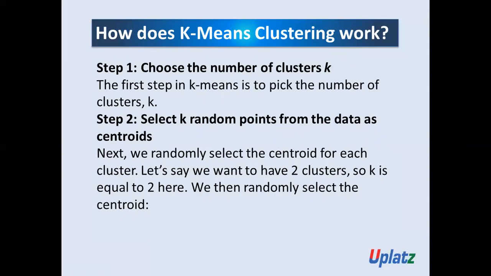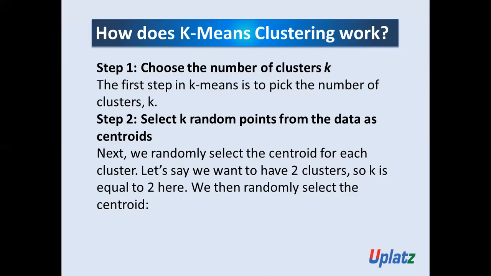The next step is to select k random points from the data as centroids. Once we have decided the number of clusters, the second step is to randomly select the centroid for each cluster. Let's say we want to have 2 clusters, so k is equal to 2 here.